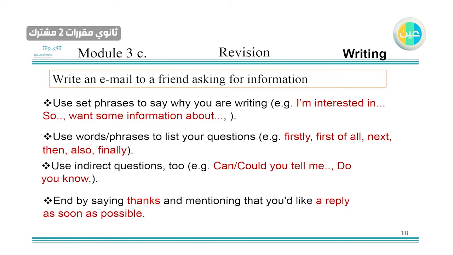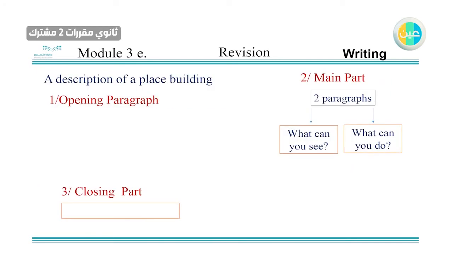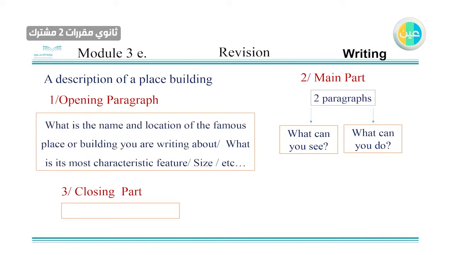Okay, let's stop here. Now this is the second part, which is about writing to describe a place. You have 3 paragraphs. The opening paragraph is usually information about that place, the name, the location. Sometimes you write exactly some of the features of the size of that place.